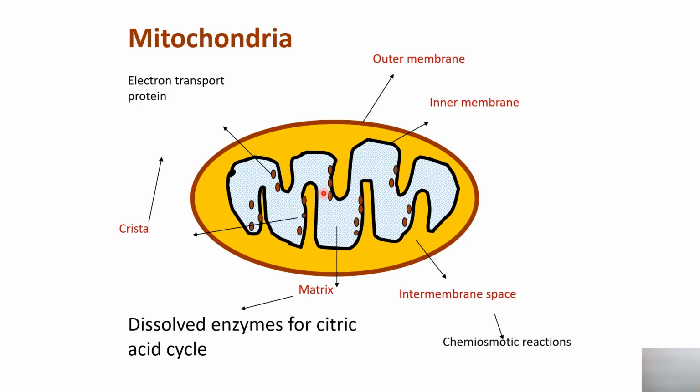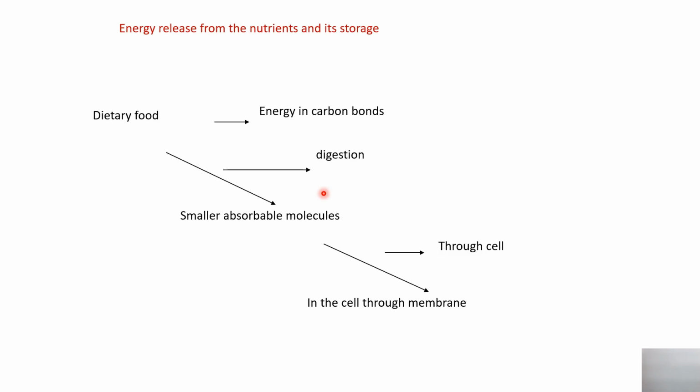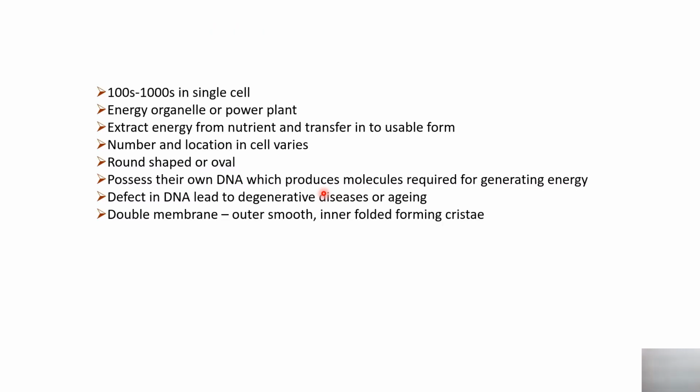The mitochondria, where the electron transport chain happens: the outer membrane, inner membrane, intermembrane space where the chemiosmotic reactions happen, and the matrix where the dissolved enzymes for the citric acid cycle are. So every organelle is present in every cell. They extract energy from nutrients and transfer it to usable form, and they possess their own DNA, which is why mitochondria produce molecules required for generating energy. Defect in DNA can lead to degenerative disease or aging. It has a double membrane, basically an outer smooth and an inner folded membrane forming cristae, basically to increase the surface area.